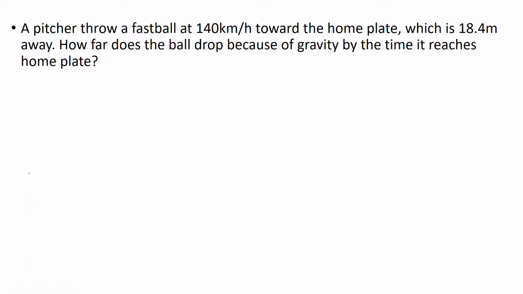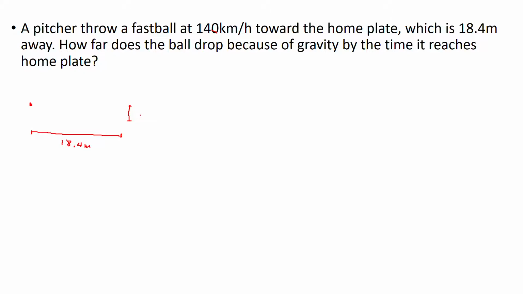This is another typical example of a projectile motion problem. We have a baseball pitcher that throws a baseball at 140 kilometers per hour. The ball has to travel exactly 18.4 meters. Now we're asked how much it dropped when it arrived here.